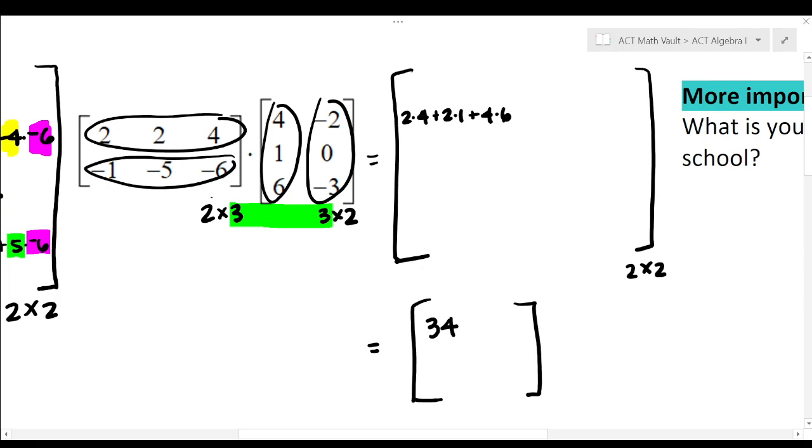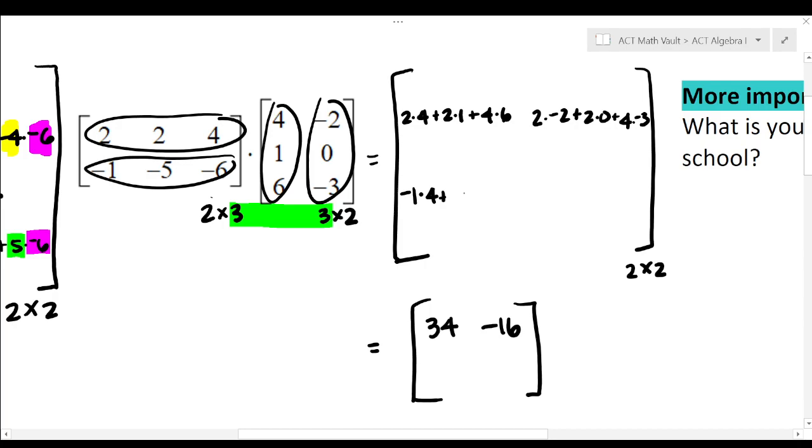Okay. Now top right. 2 times -2 plus 2 times 0 plus 4 times -3. Okay, so that's -4 plus 0. And then, so that's -4 plus -12 is -16.